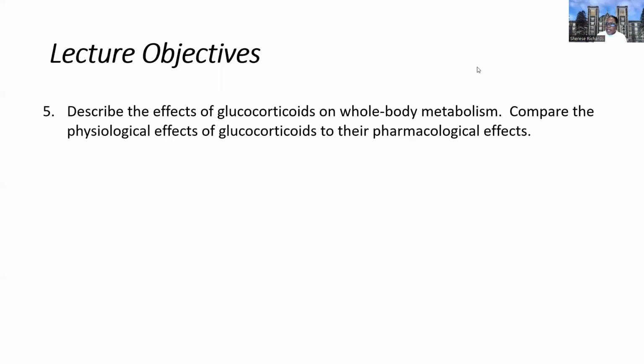Okay, so we're looking at lecture objective 5 here. This is to describe the effects of glucocorticoids on the body's metabolism. And then we're going to compare the physiologic effects of glucocorticoids to their pharmacological effects, right? To the drugs that can mimic this response.